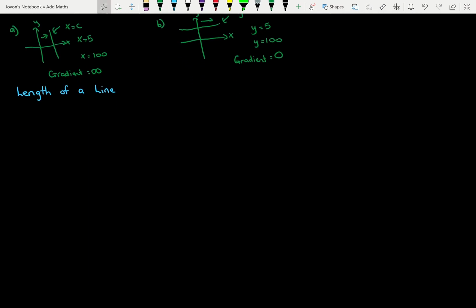Next one, the length of a line. The length is equal to the square root of x2 minus x1 squared plus y2 minus y1 squared, right? Notice that you're squaring the difference. So basically it's delta x squared plus delta y squared, okay?